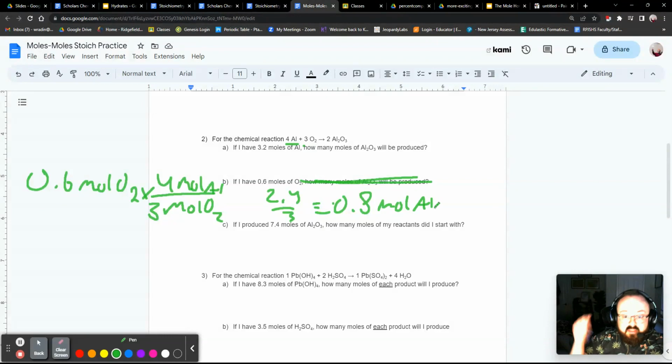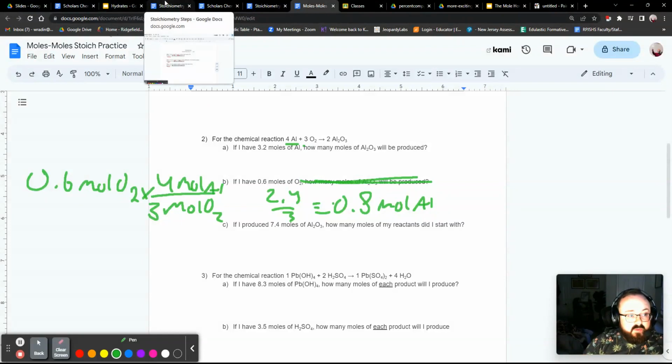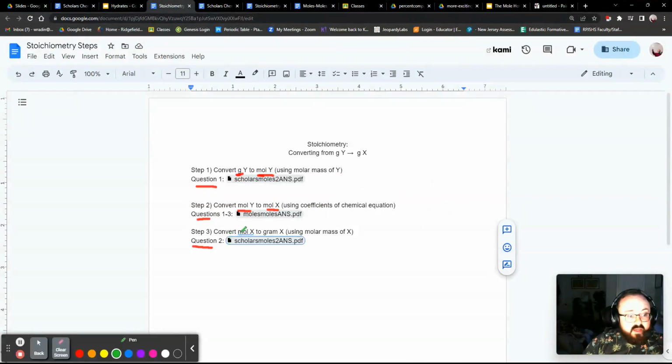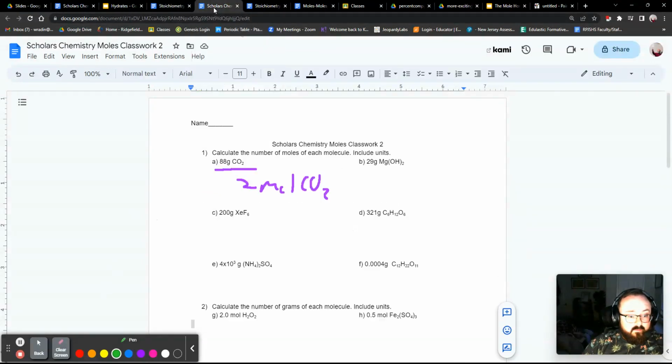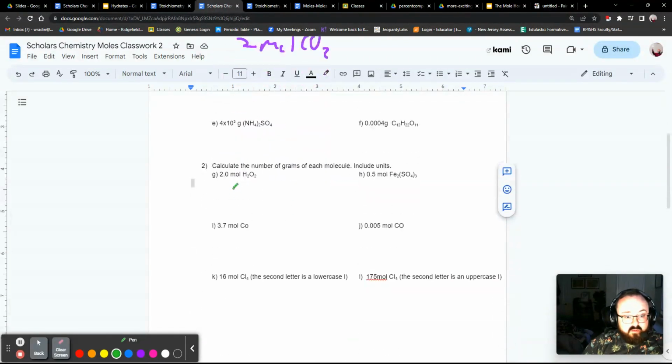It doesn't matter if you're going from product to reactant. You can go from reactant to reactant, product to product. It does not matter. It's the same idea. That's the second of our 3 calculations that we're going to be doing here. The third is then we're going to convert from moles of X to grams of X. So this is question number 2 here.